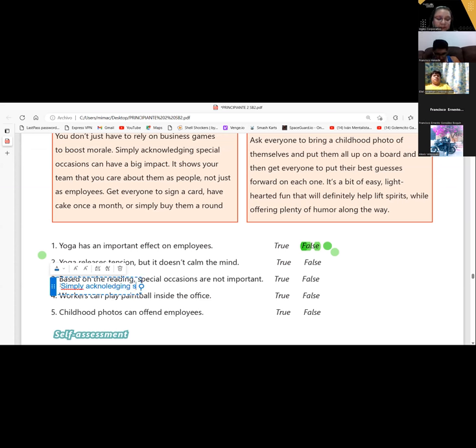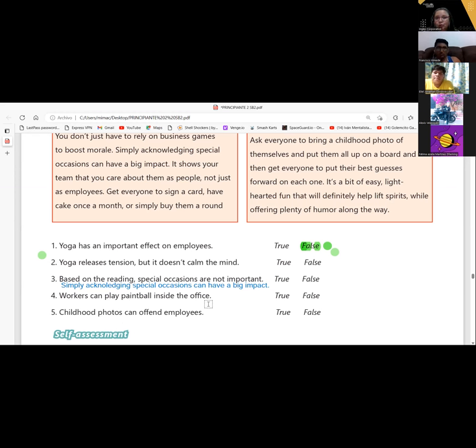Acknowledging special occasions can have a big impact. Why? Because it means a lot for employees. They feel that they are not machines. Yes? Now, number four, workers can play paintball inside the office.